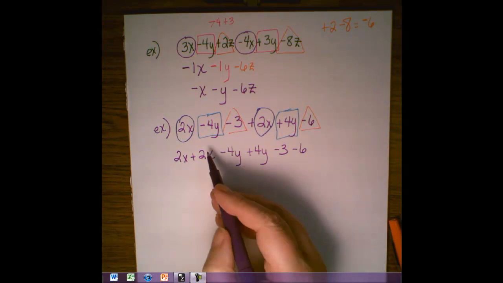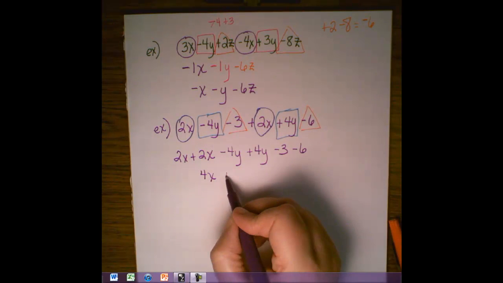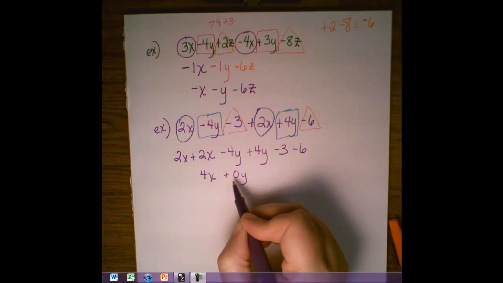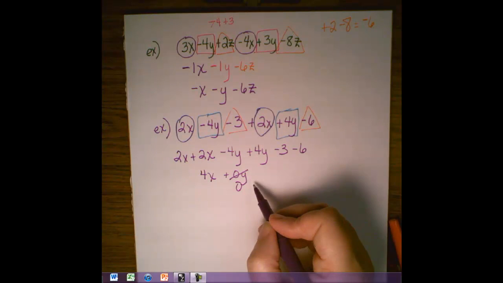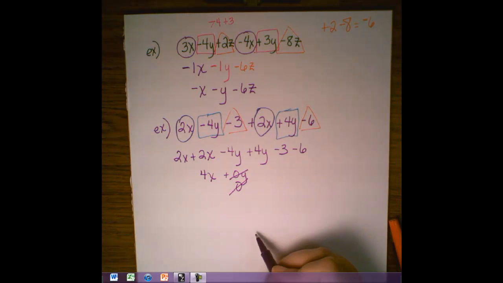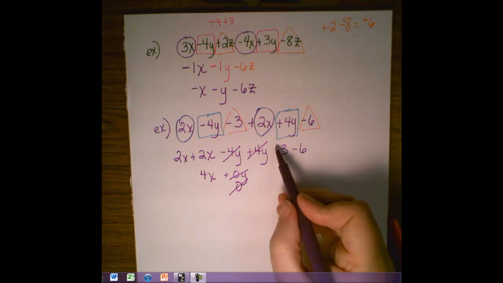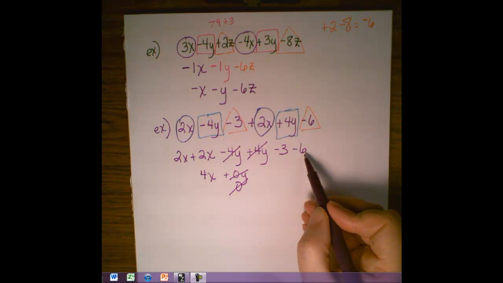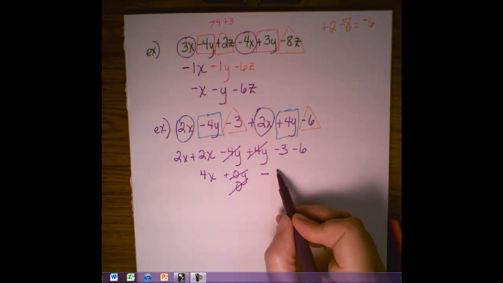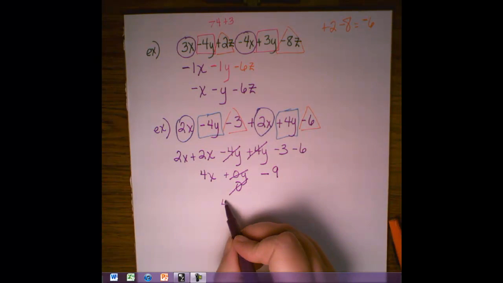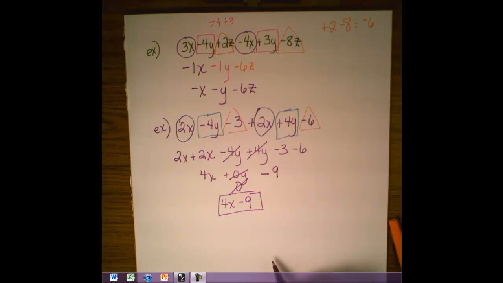Either way, we get 2 plus 2 then is 4x. Minus 4 and plus 4 gives me 0y. Well, 0 times anything is just 0, and 0 added to anything isn't going to change, so we really don't even need to write this. These are canceling each other out. A -3 and a -6, the signs are the same, so we're going to keep that sign and add the numbers. 3 and 6 are 9, so our answer is 4x minus 9. And that would be our final answer.